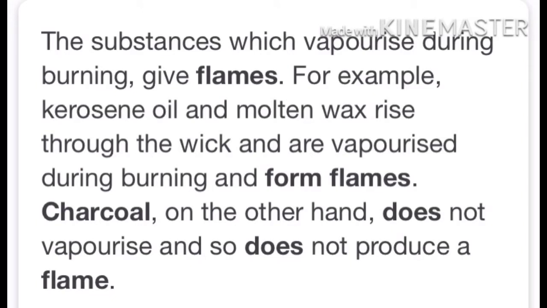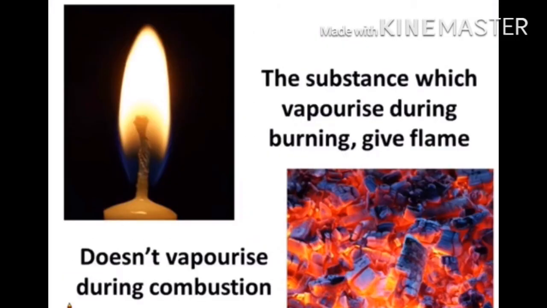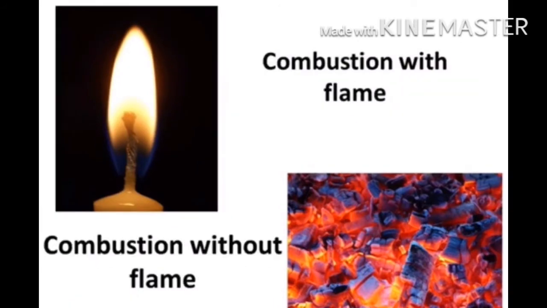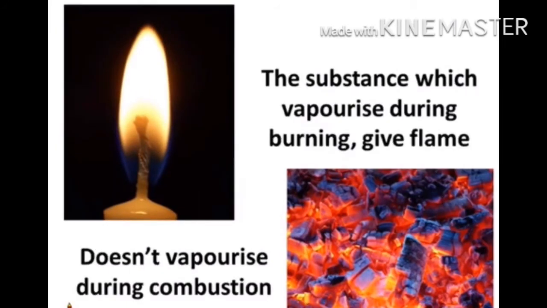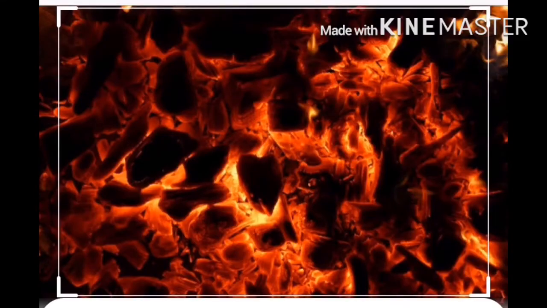For example, kerosene oil and molten wax rise through the wick and are vaporized during burning and form flames. But in the case of charcoal, the charcoal does not vaporize and burns without a flame, producing a glow.